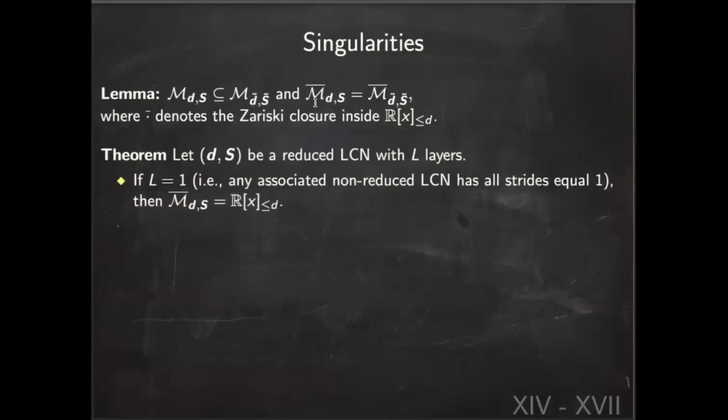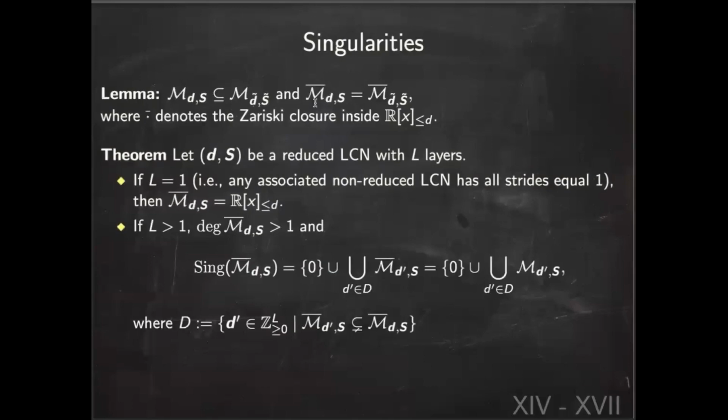Okay, and here's now our theorem. If I have a reduced neural network, but if it's layer 1, it's boring. I mean, layer 1 doesn't do anything. It's the identity map. So it's just all polynomials. If it has more than one layer, then it is never smooth. It's a cone of some positive degree, and so the 0 is always a singular point.